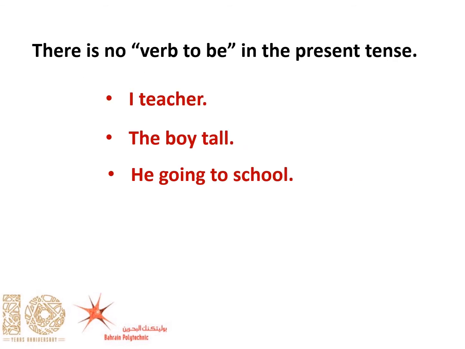One major difference between the two languages of Arabic and English is the verb to be. Surprisingly enough, there is no verb to be in Arabic, and this will cause a lot of error for students, especially for young learners or early learners of English. As an example here, I teacher instead of I am a teacher, simply because there is no equivalent for verb to be in Arabic. The boy tall, he going to school. So you will not find the verbs to be here: is or am.